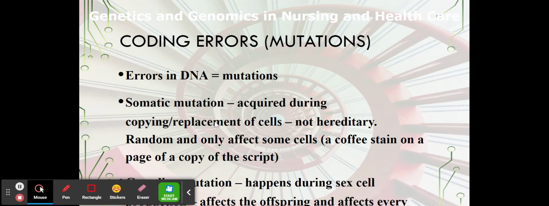Then you have germline mutations. This happens during sex cell division, meiosis. It affects the offspring and it affects every single cell in their body. We'll get to mosaicism as a concept later, but just know that most of the mutation-based genetic disorders, like Marfan's syndrome, that are caused by germline mutations, affect the entire script. Okay, so that's like the copy is just different. It's written in a different language.